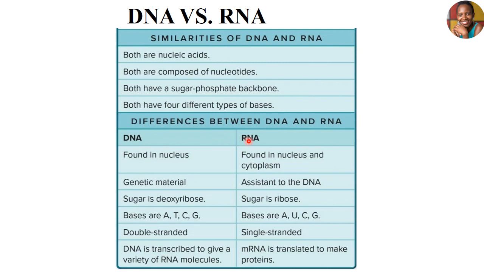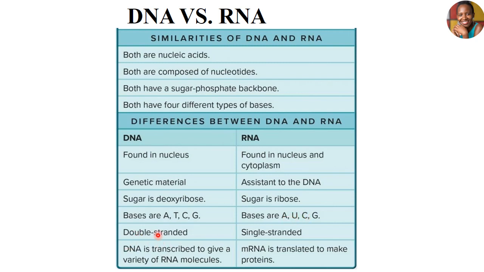On the differences between DNA and RNA, the DNA is found in the nucleus, while the RNA is also found in the cytoplasm, although you'll also find it in the nucleus. DNA is part of the genetic material, while the RNA is an assistant to the DNA. It does not mainly form the main part of the genetic material, but it assists the DNA to carry forward these genetic characteristics. The DNA has deoxyribose, the RNA has ribose sugars. The DNA has the bases adenine, thymine, cytosine, and guanine, while the bases in RNA are the same as the DNA bases, but they include uracil.